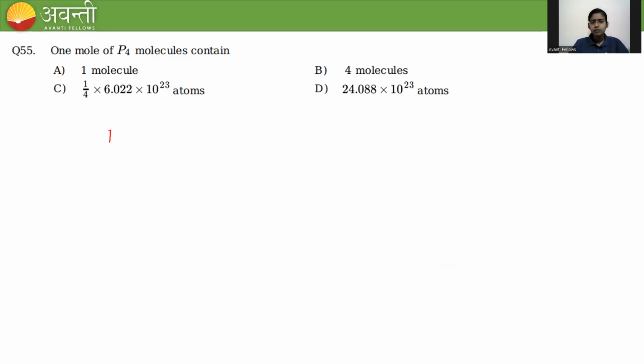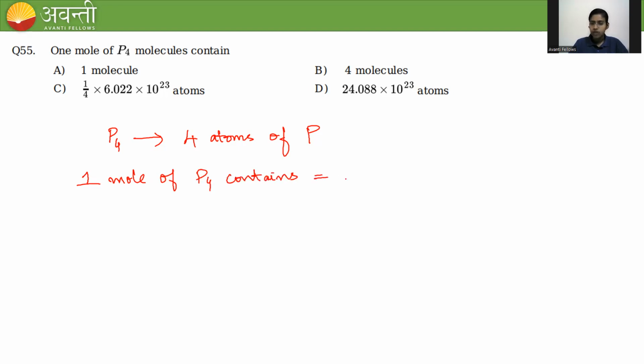Then question number 55 says that 1 mole of P4 molecule contains. So in P4 molecule, if you see, we have 4 atoms of phosphorus. How many atoms we have? We have 4 atoms of phosphorus, right? So 1 mole of P4 contains Avogadro number into the number of atoms, that is 4.